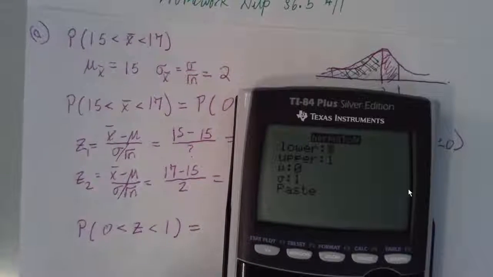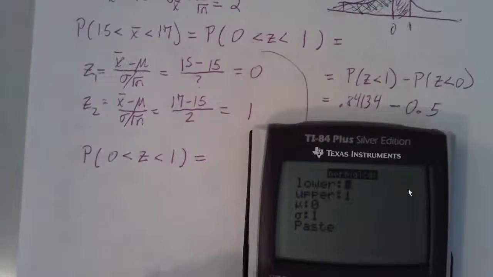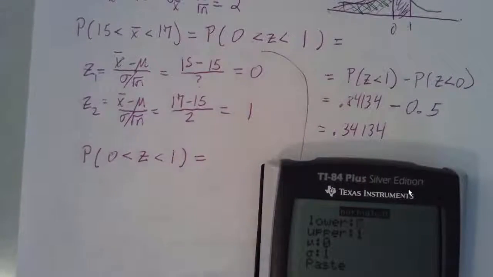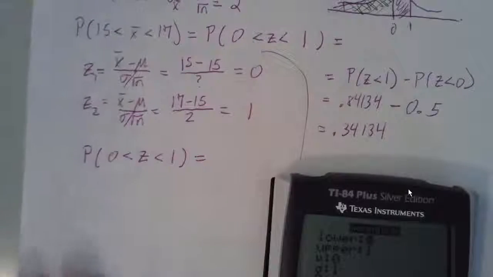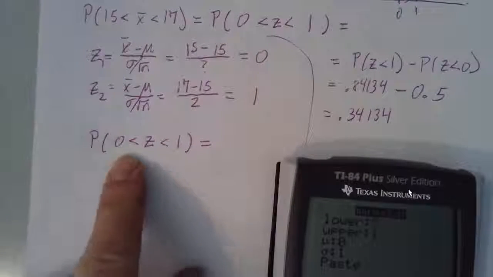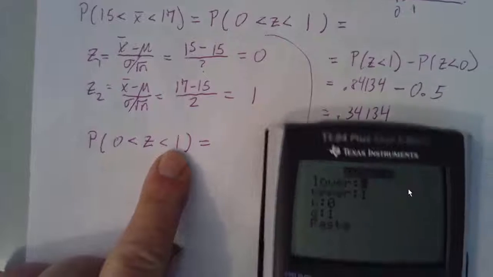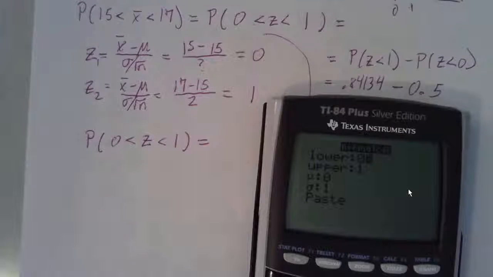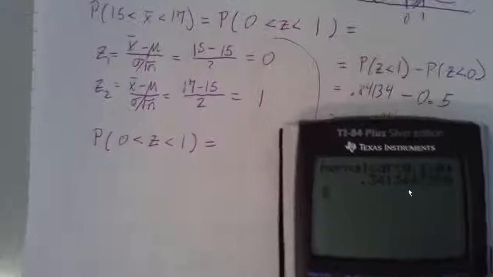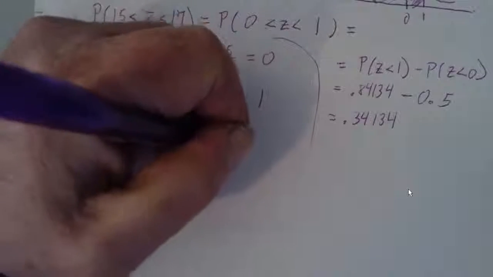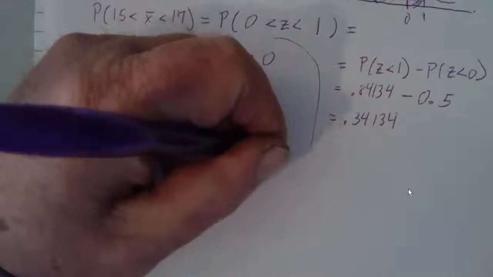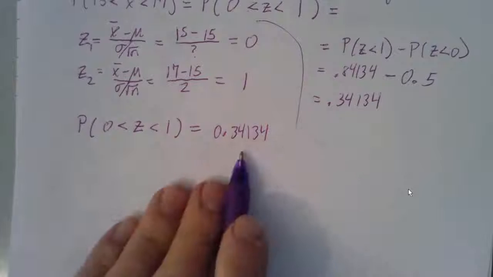And what we want to do now, rather than use that very negative minus 1 times 10 to the 99th, what I'm going to do is just look right here and say I want the area between 0 and 1. So what I can do on my calculator is put in a 0 for the lower, a 1 for the upper. Mean and standard deviation are 0 and 1 because we're talking about z-scores. That's the standard normal. And type that in, and you get 0.34134. Well, sure enough, that's what we got before.